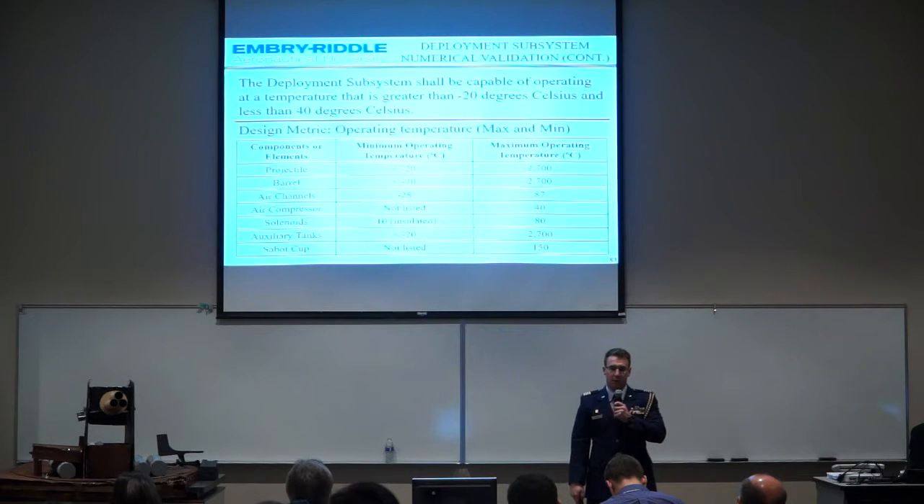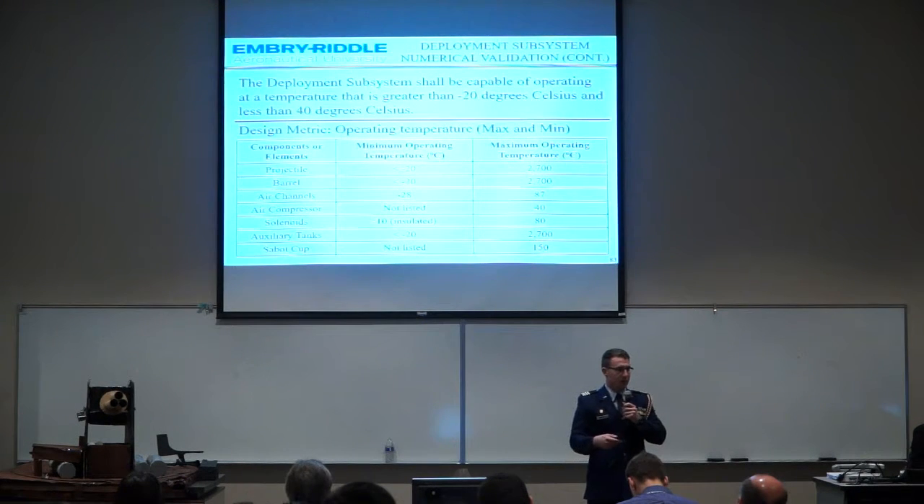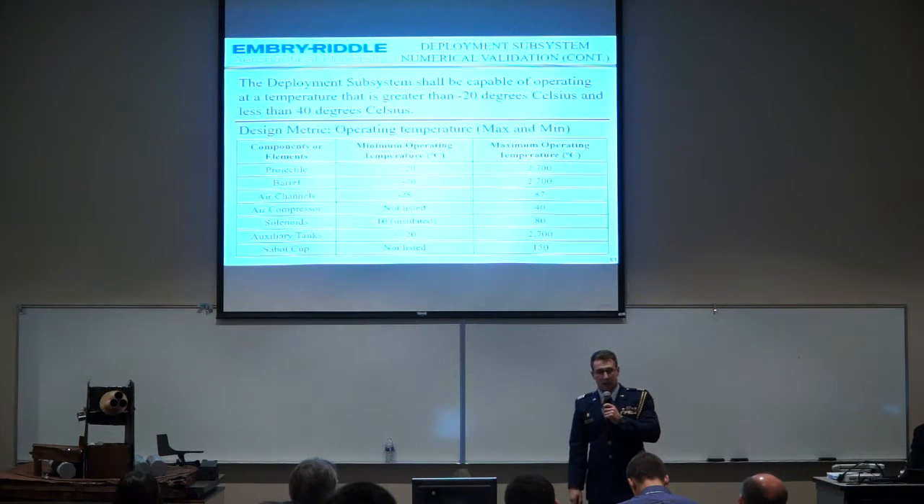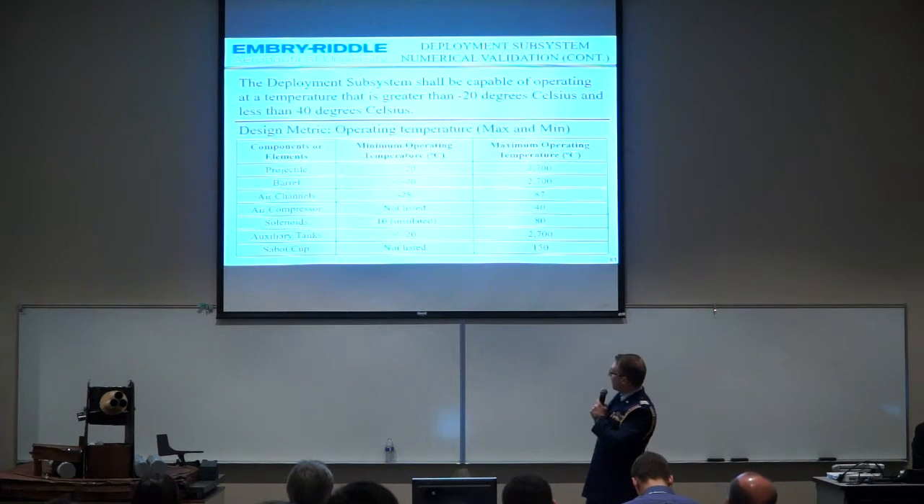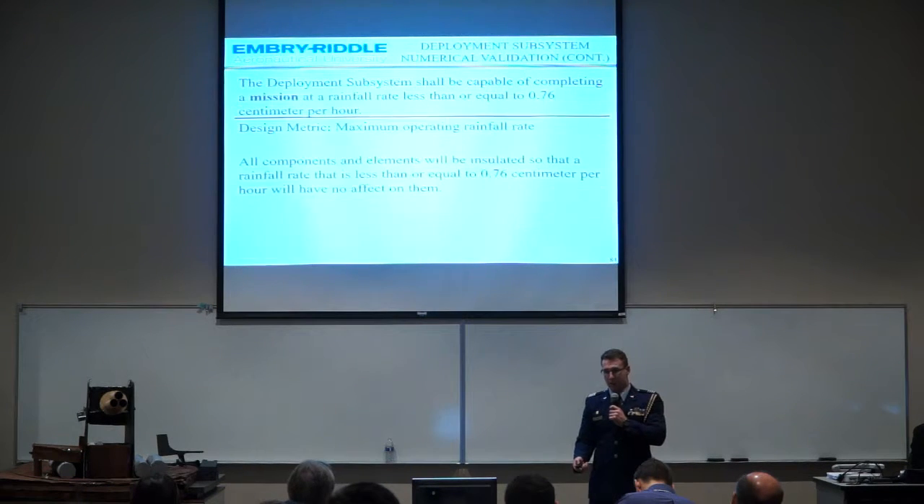Next, the deployment subsystem shall be capable of operating at temperatures between -20 and 40 degrees Celsius. The design measure for this is the operating temperature, both the maximum and the minimum. As you can see here, the only one that is not up to specs is the solenoids. That is why we have the solenoid housing element, which is going to be made out of insulating foam. Therefore, that will be kept warm enough during the low temperatures. The air compressor and the sabot cup do not have any minimum temperature requirements listed, either on data sheets or with customer service. So just like in the electronic system, we will have to experimentally validate those.